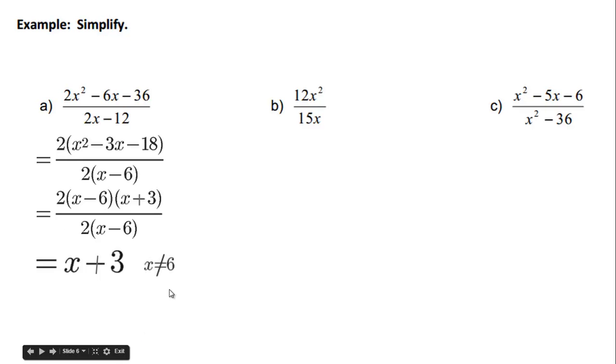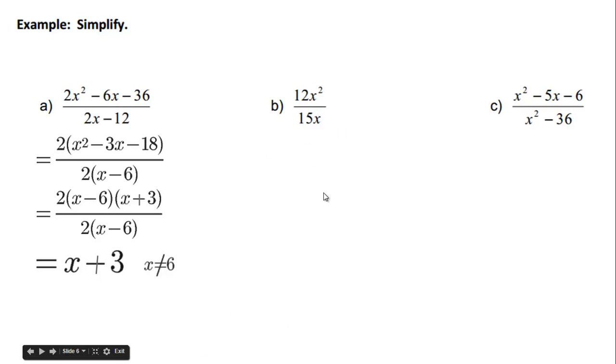This is going to be a line. It's just there's going to be a little hole at x equals 6 where the graph is undefined. So to actually get equivalence, we have to make sure we state x cannot equal 6.